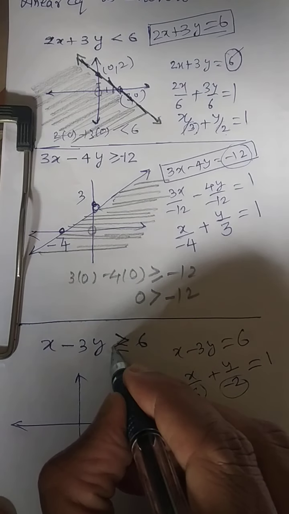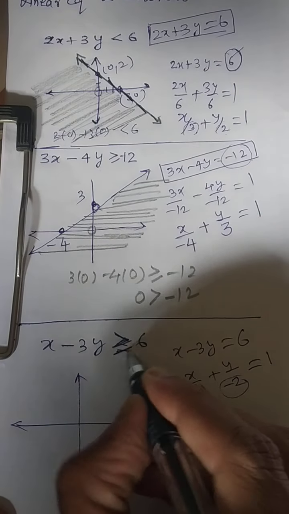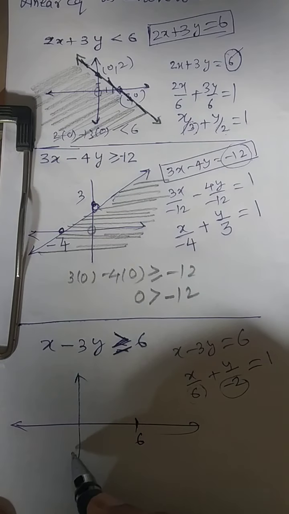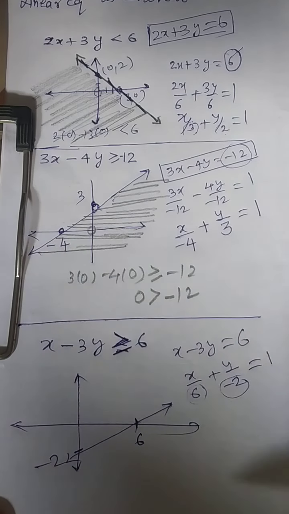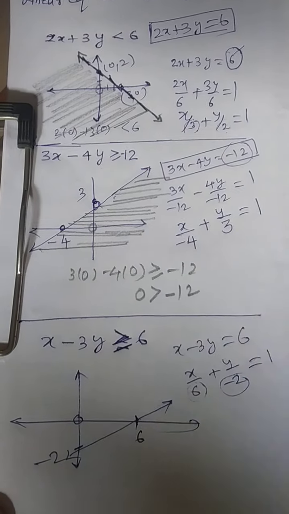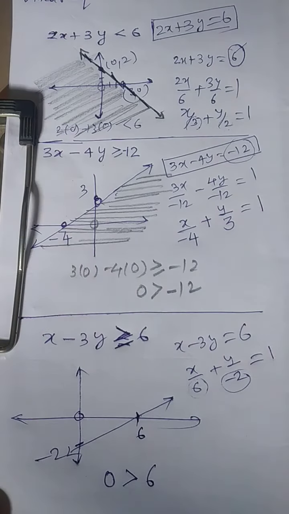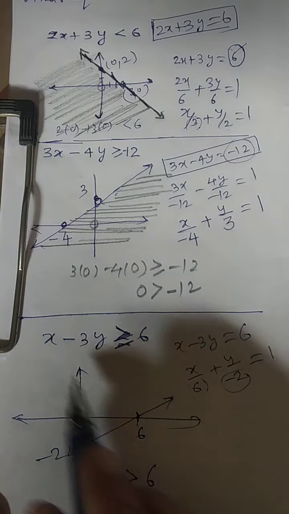Just we will take this one. I want to show something more. So there will be no change in this step. x will be equal to 6 and y will be equal to minus 2. So this is nothing but the equation of the line. Which number is to be replaced? 0, 0. Replace 0, 0. 0 is greater than 6. Do you agree? 0 is greater than 6?